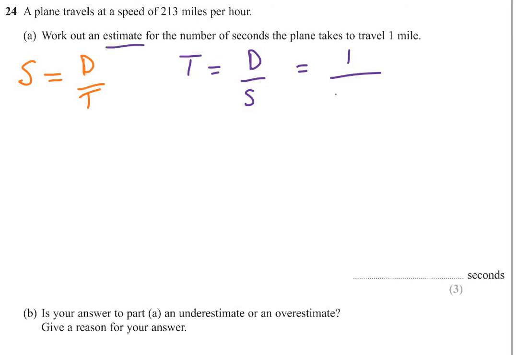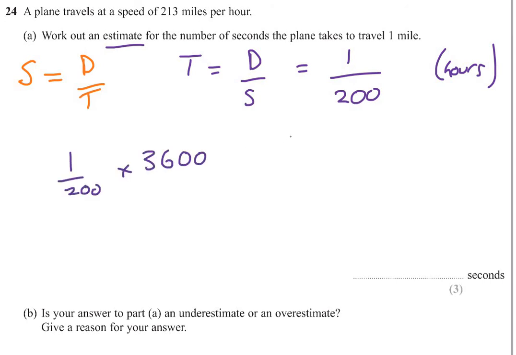The distance we want to go is 1 mile and the speed is 213, but because this is an estimate, we're going to round down to 200, and this is still in hours this time, so we need to convert to seconds. Right, and we do that by timesing by 3600, as there's 3600 seconds in 1 hour.